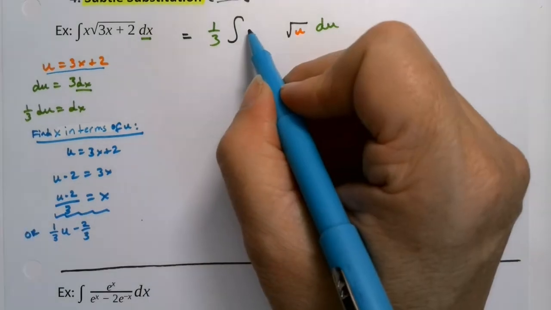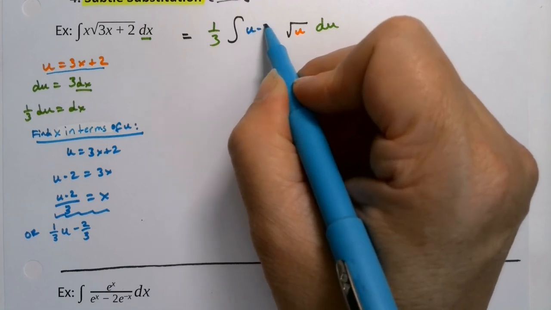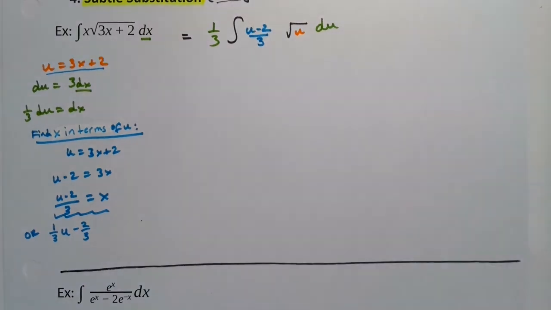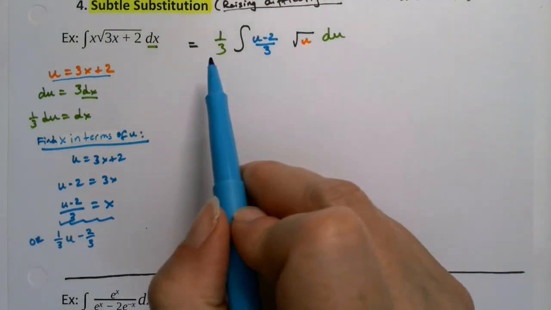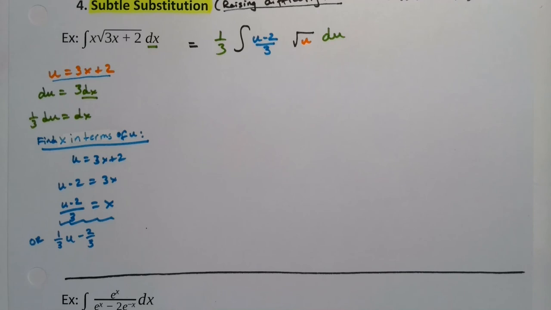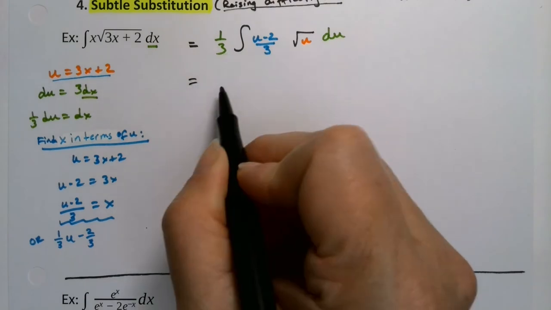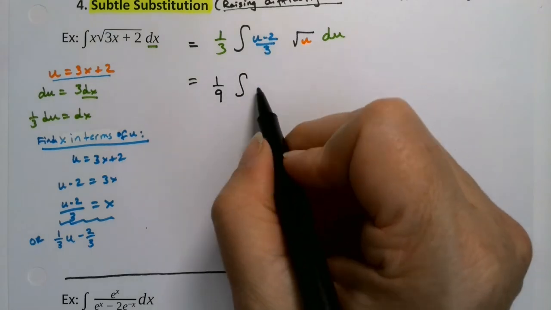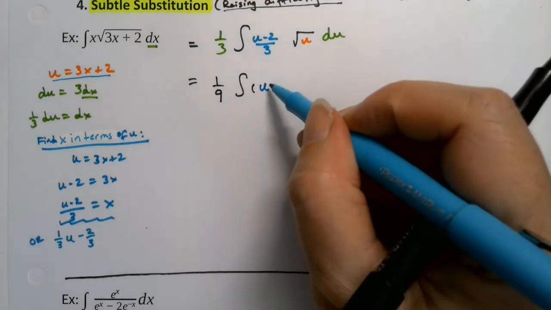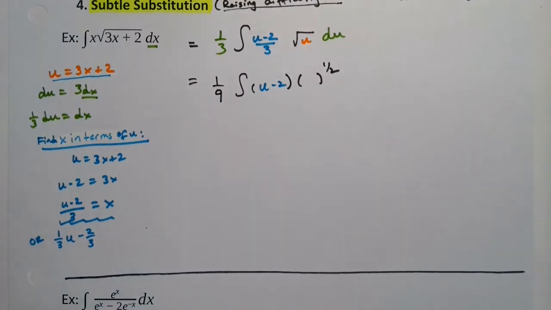So I'm going to take this and say, hey, that is u minus 2 over 3. Right? There's my x. There's my square root of 3x plus 2. And then the 1/3 du gets me my dx. Right. Wonderful. So now let's do some work here. Now I'm going to take the 3 that was out here and the other 3, and together they make 1/9, right? Because they're multiplied. And then I'm going to have a u minus 2 times a u to the 1/2 power.